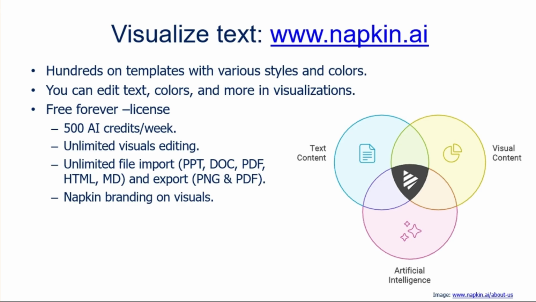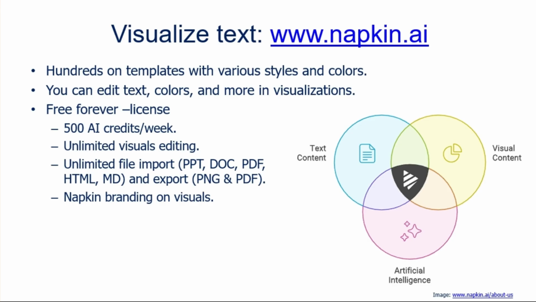And with this free license, you get 500 AI credits every week. And that means you can visualize 500 words. And then you have unlimited editing options, unlimited file import, but for export, you only get the PNG and PDF files. And then there's this small icon showing that it's made with Napkin.